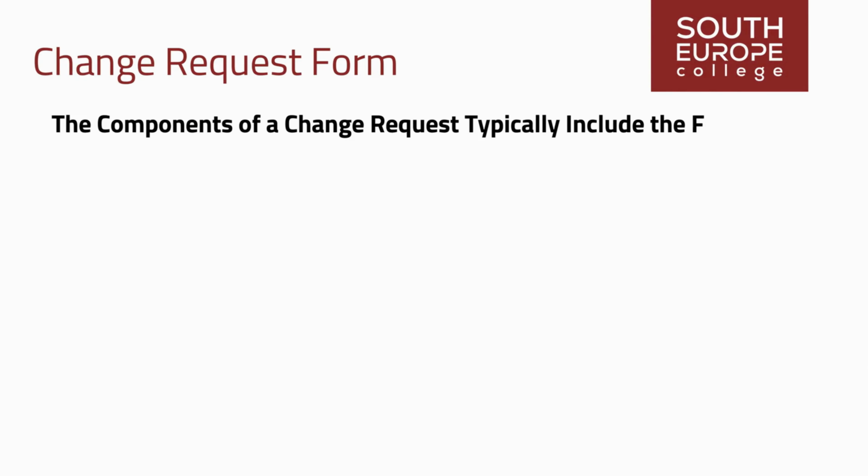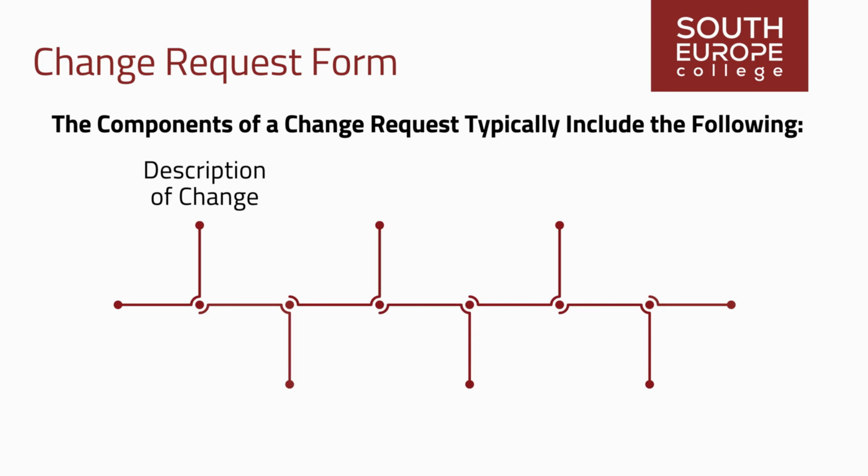The components of a change request typically include the following: Description of change. Provide a clear and concise description of the proposed change, including what aspect of the project is affected and the nature of the modification. Rationale. An explanation of why the change is necessary or desirable. This may include factors such as evolving project requirements, unforeseen challenges, stakeholder feedback, or new opportunities.